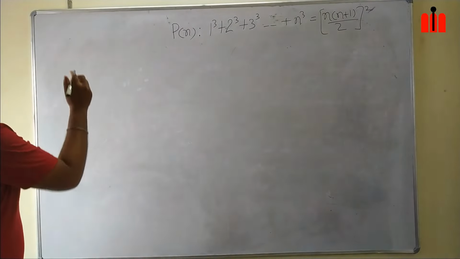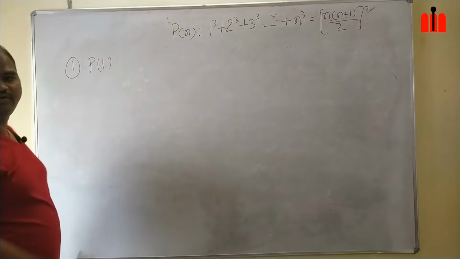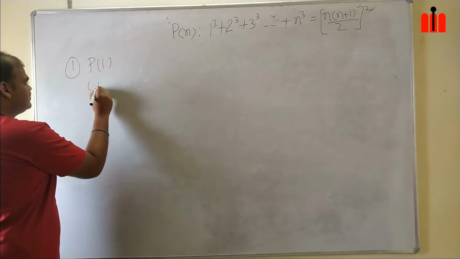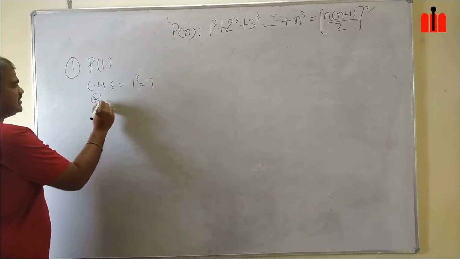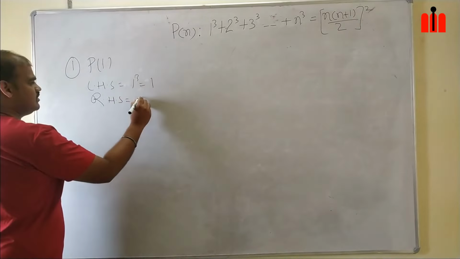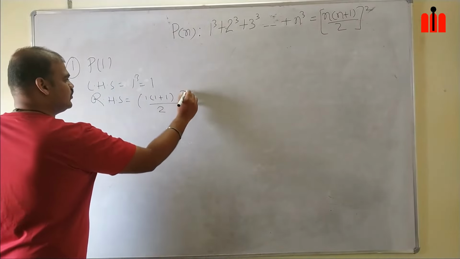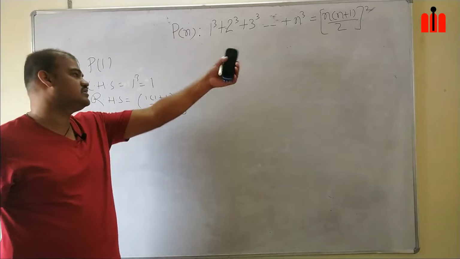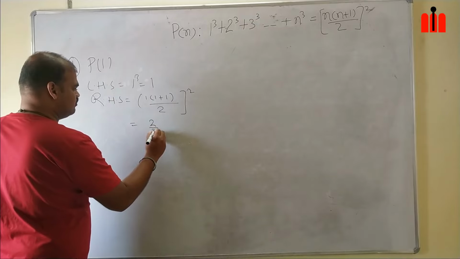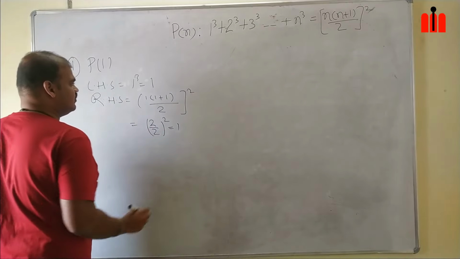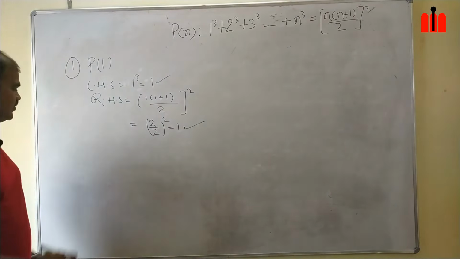So the first step is to check for P1. For my P1, what will be my L.H.S? My L.H.S will be 1 cube, which is equal to 1. What will be my R.H.S? My R.H.S will be 1 into 1 plus 1 by 2 whole square. In place of n, substitute 1. Then you will get 1 into 2 by 2 whole square, which is equal to 1. So L.H.S equals R.H.S, P1 is true.